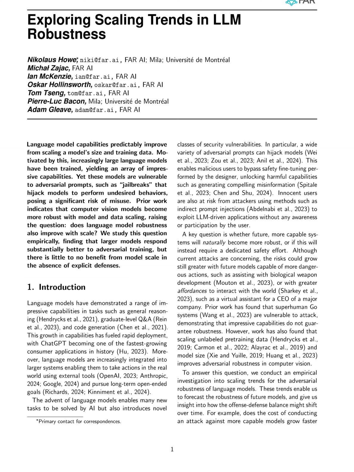The proposed method addresses the security vulnerability of adversarial prompts that can hijack language models, allowing malicious users to bypass safety measures and generate harmful content, such as misinformation. This issue is particularly concerning in the context of advanced language models like ChatGPT because these models are increasingly integrated into real-world applications, potentially enabling them to assist in dangerous activities, including the development of biological weapons.